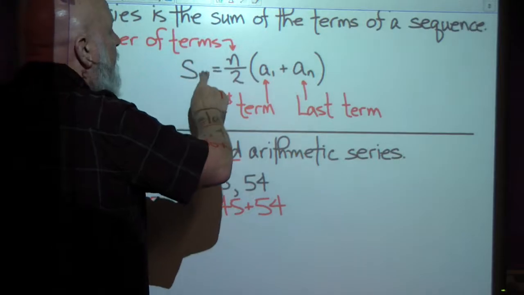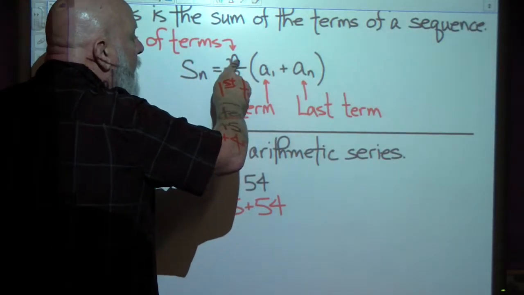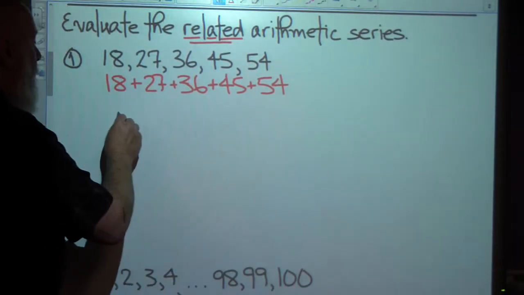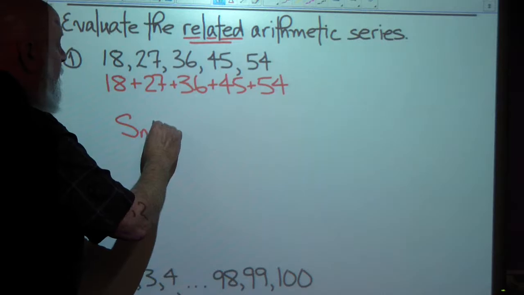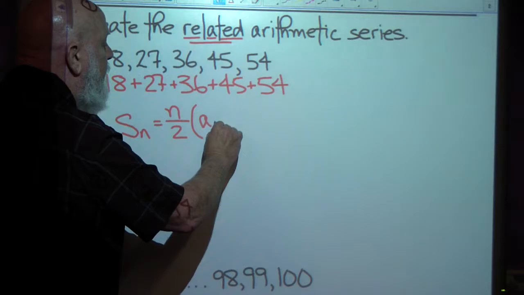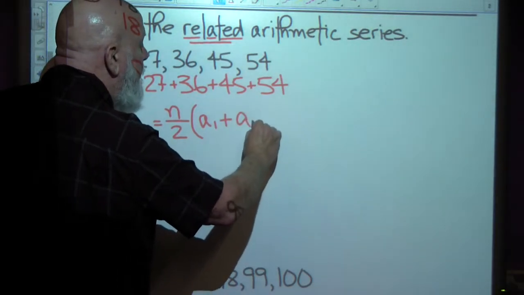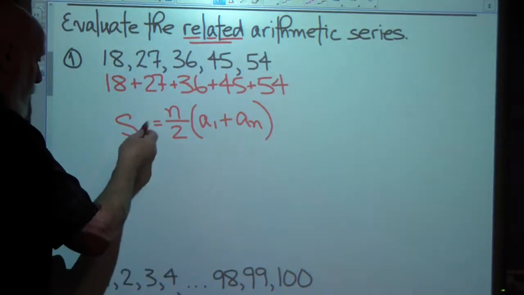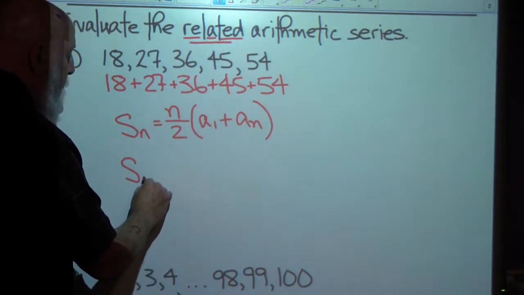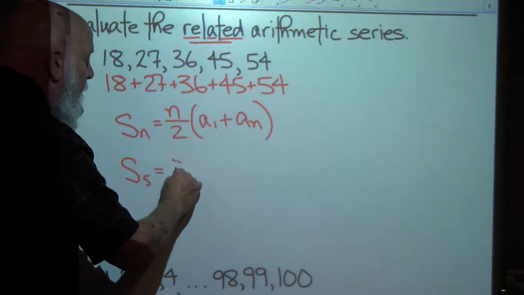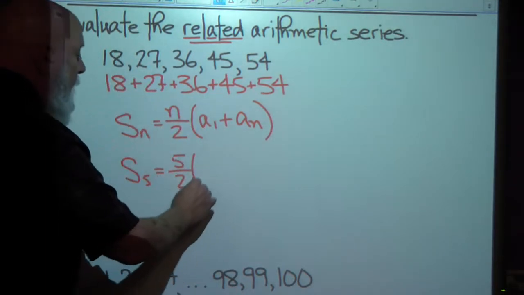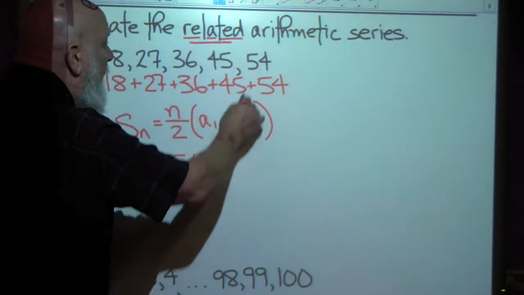Our formula is the sum is equal to n over 2 times quantity a sub 1 plus a sub n. So we've got the sum of n terms is equal to n over 2 times the quantity a sub 1, the first term, plus a sub n, the last term. And here we go. I'm going to say, well, the sum of, how many terms have we got? 1, 2, 3, 4, 5. The sum of 5 terms will equal 5 over 2, that's the number of terms, times the quantity, the first term, which is 18, plus the last term, which is 54.